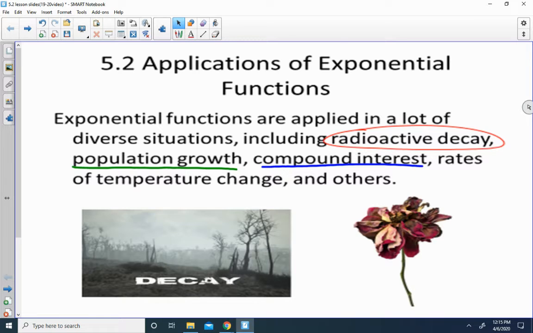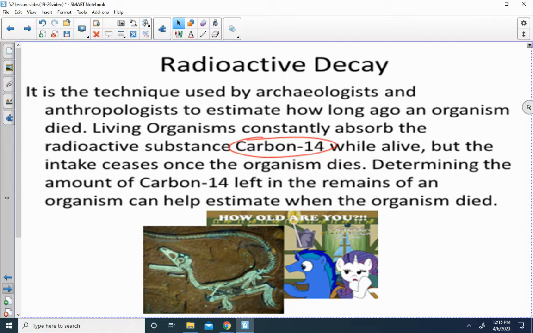Today, again, as I said, this video is over radioactive decay. So what is radioactive decay? Radioactive decay is the technique used by archaeologists and anthropologists to estimate how long ago an organism died. So say you have an anthropologist and they find the skeleton of a dinosaur, and they want to figure out, well, how long ago did this dinosaur die? Was it a billion years ago? Was it a trillion years ago? Who knows? But it turns out we can actually do some mathematics and a little bit of chemistry to help us out.